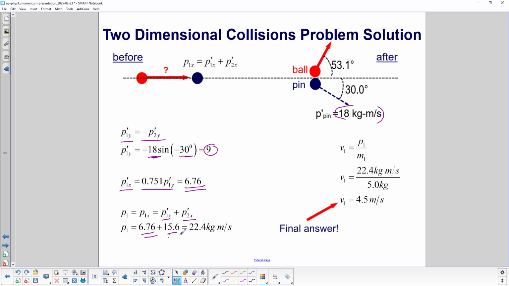Almost done. p1 is equal to p1x, which is now equal to p'1x plus p'2x. Substitute in the two numbers: 6.76 comes from here, and 15.6 is from the previous slide. And we get 22.4 kilogram meters per second. Then, to find the velocity of 1, it's p1 divided by mass 1, 22.4 over 5, and our final answer is v1, the initial velocity of the ball, is 4.5 meters per second.